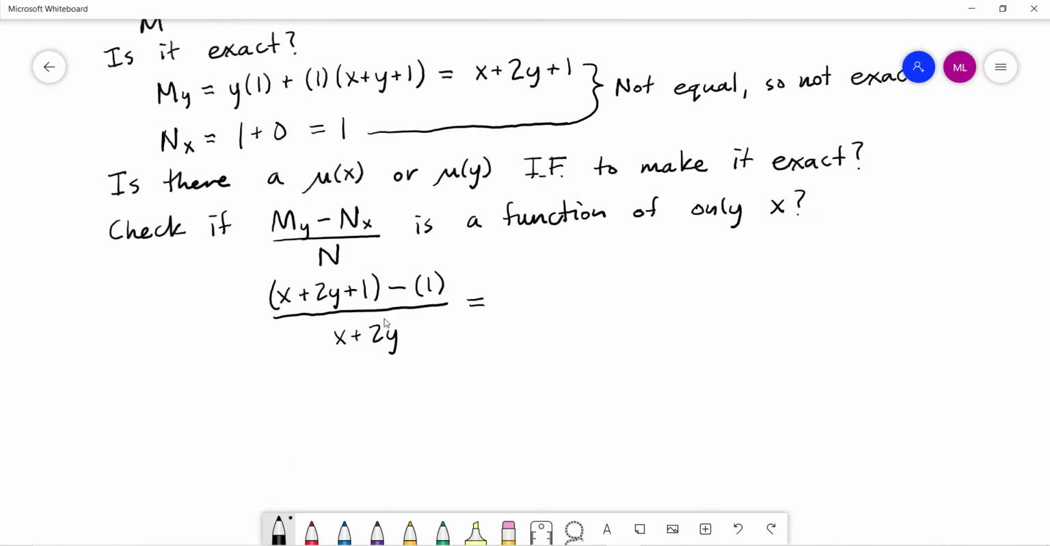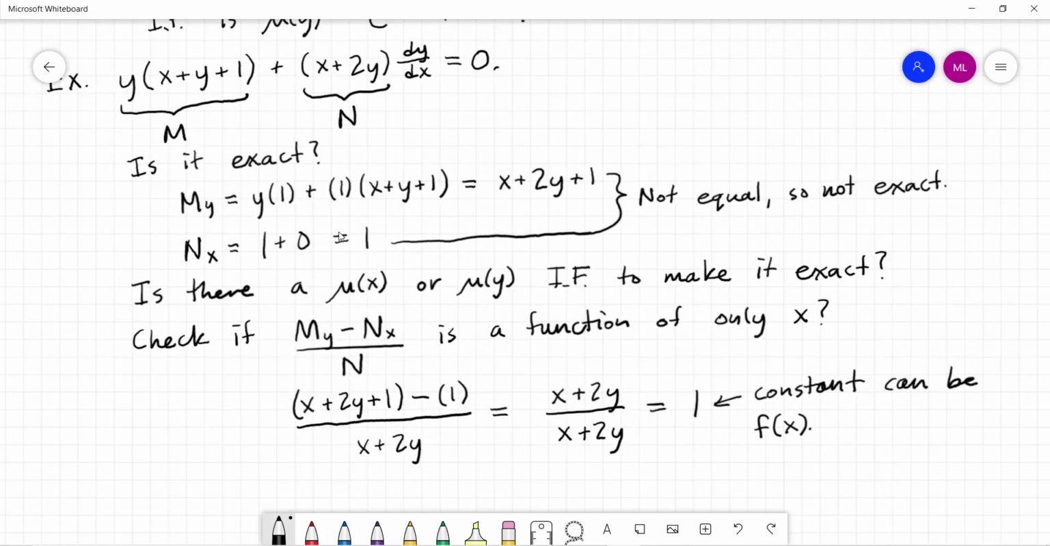And what do we get? Well, I have a plus 1 here, a minus 1 here. I'm going to get simply x plus 2y in the numerator. What do I have in the denominator? x plus 2y. What is that? It's equal to 1. It's a constant. That can definitely be thought of as only a function of x. Constants are fine as well. A constant can be a function of only x, right? So we found it. The first case wound up working.